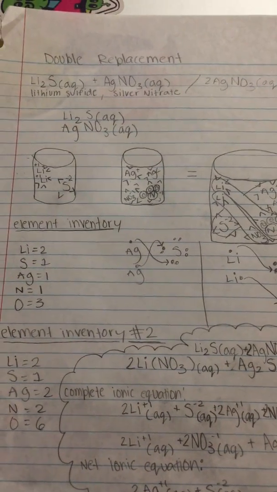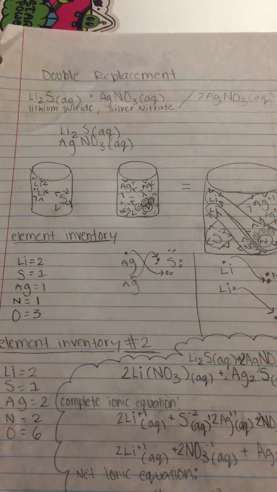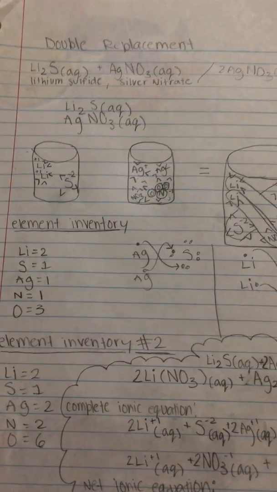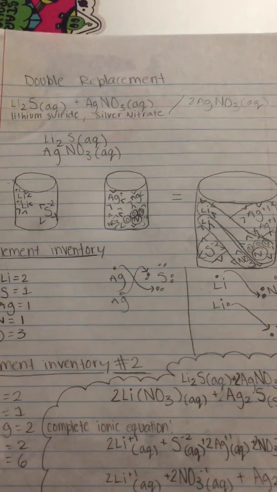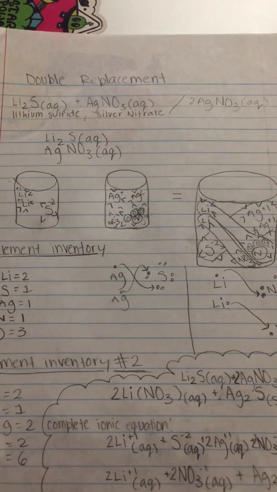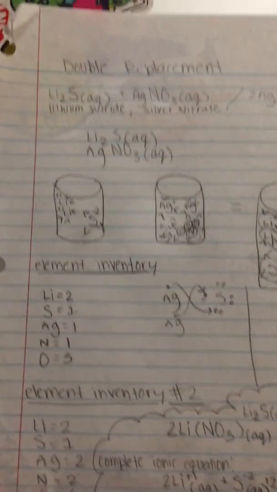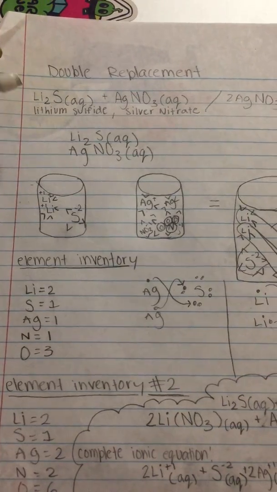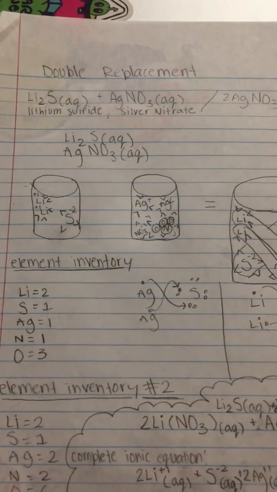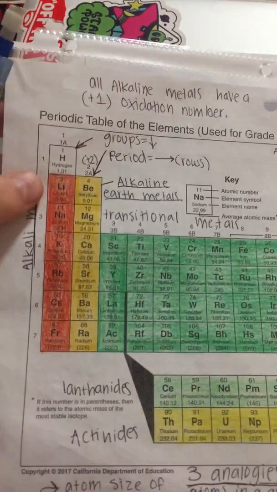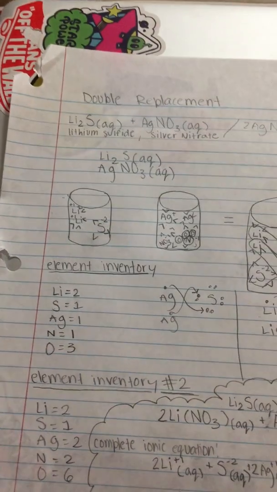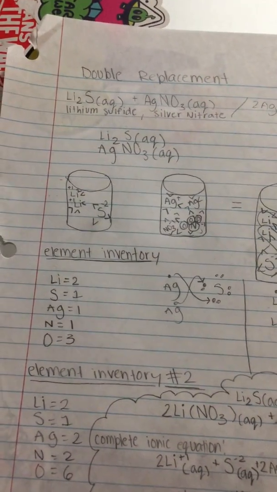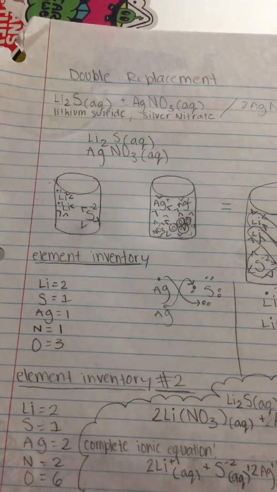For this double replacement problem, we were given lithium sulfide and silver nitrate. To start off, we're going to want to know if the two compounds are soluble or insoluble. Just looking, we can see that lithium is an alkaline metal, and we know that because if we look at our periodic table, lithium is right here. So we know that's an alkaline metal, which means that it's soluble.